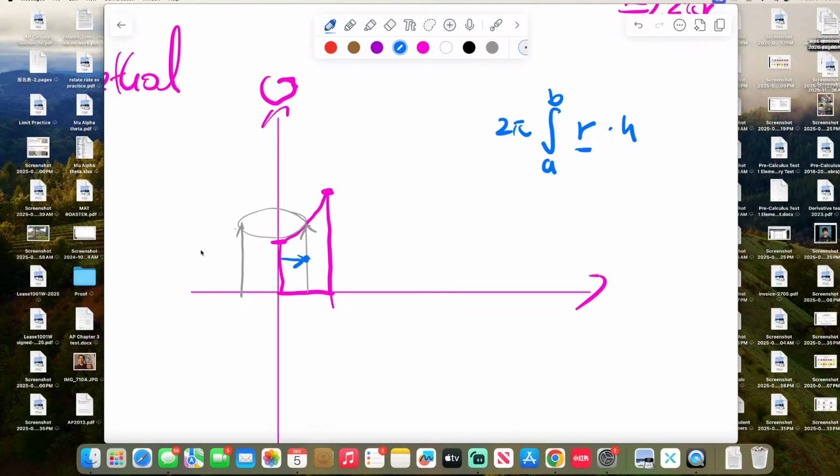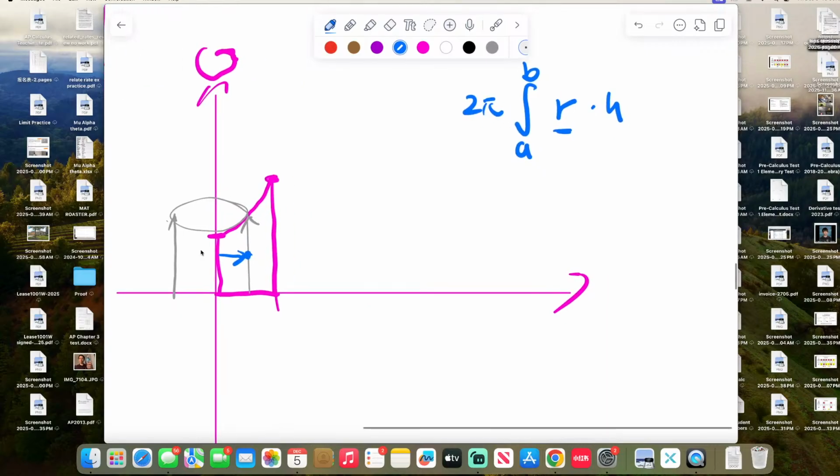Now, what is r in terms of this function? How do we define that in terms of x and y? What is r in this case? R is x. Thank you, Ian. And h is just whatever y is? Absolutely.